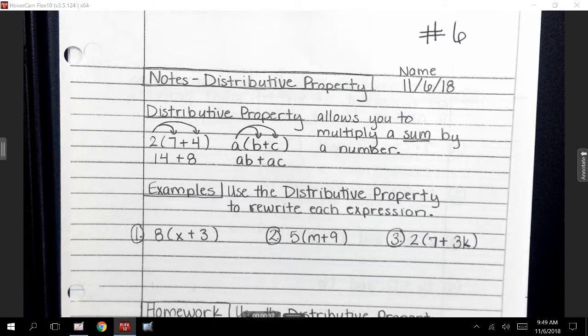Real quick. Yesterday, when we talked about the commutative property, we talked about how it's related to the word commute, changing places, changing location. We talked about how the word associative property is like groups of people, but it's grouping numbers with the parentheses. Distributive property, let's talk about the word distribute real quick. What does the word distribute mean?